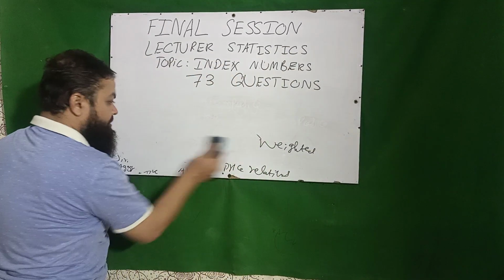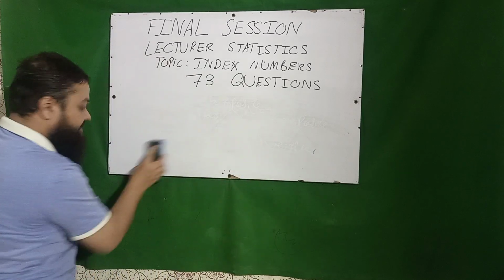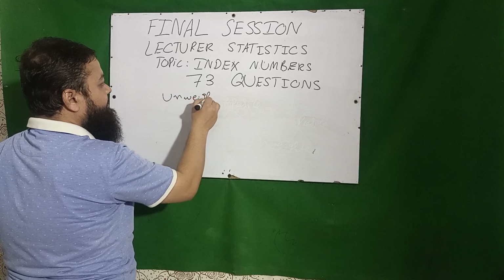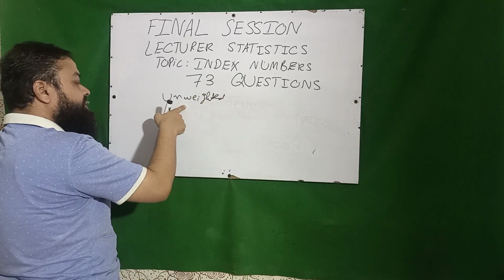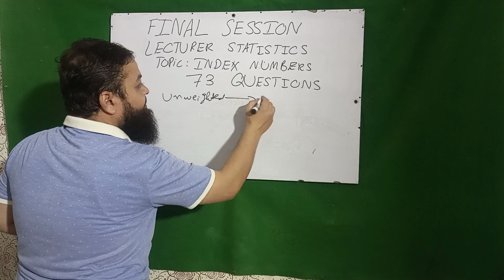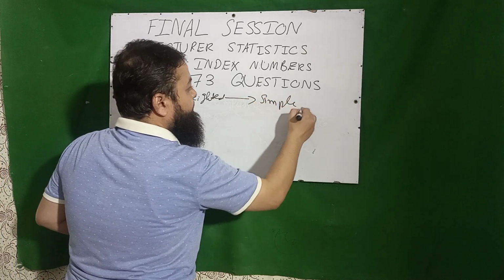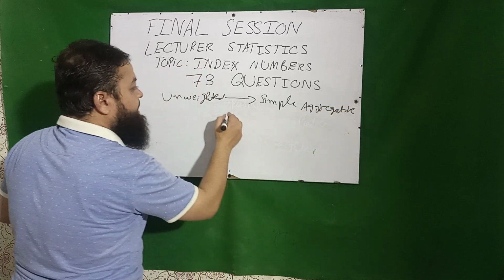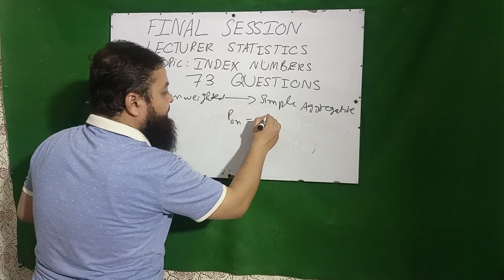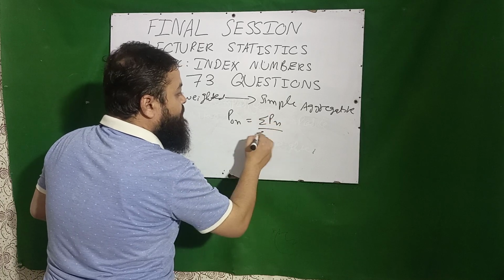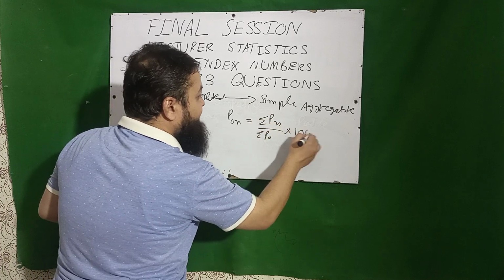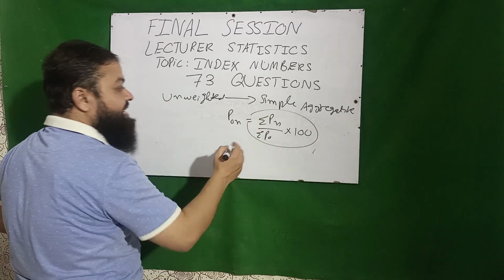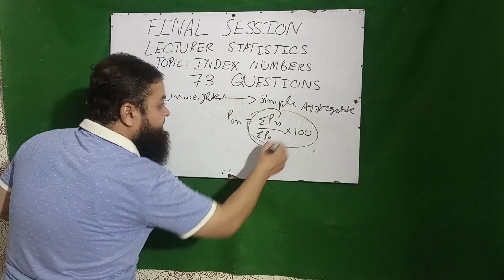Now I will give you more important MCQs for simple aggregative method. As I told you, unweighted has two types. It is the type of composite and unweighted has two types. The first one is simple aggregative. And what do we do in simple aggregative? The price index number is equal to summation Pn over summation P naught multiplied by 100. It has two disadvantages. The first one is that it does not consider the relative change.